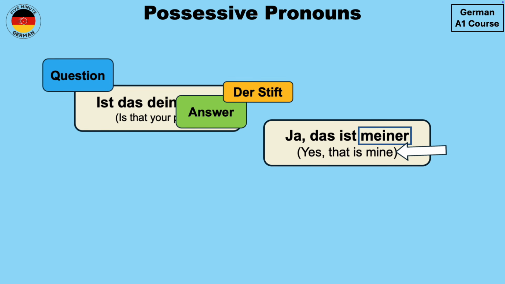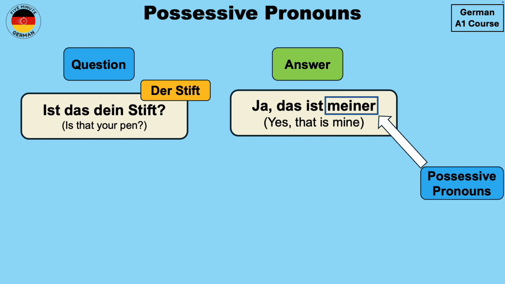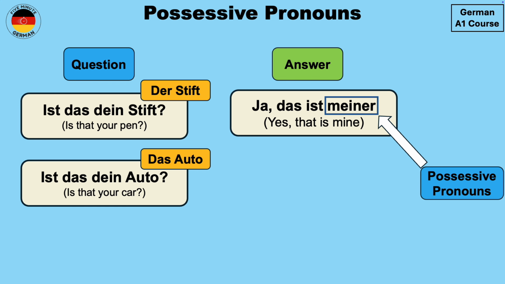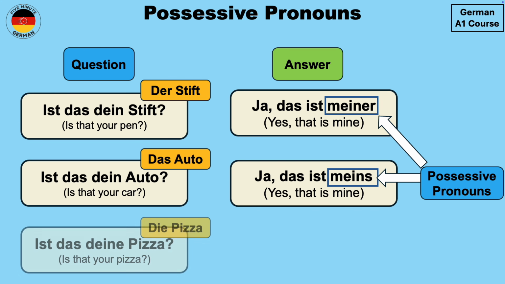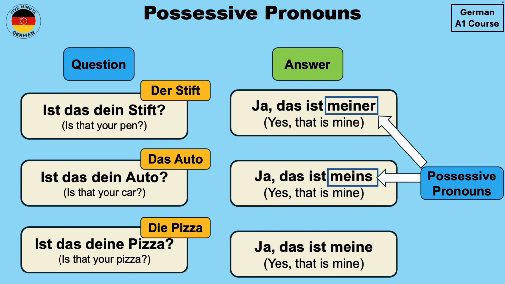Now let's take some more examples. For example, the question, ist das dein Auto? Is that your car? The answer will be, ja, das ist meins. Over here, meins is the possessive pronoun. Another example with a feminine noun will be, ist das deine Pizza? Is that your pizza? And the answer will be, ja, das ist meine. Yes, that is mine. Here, meine is the possessive pronoun.